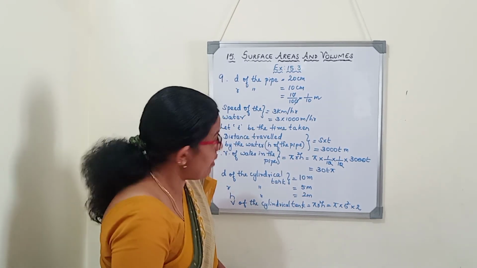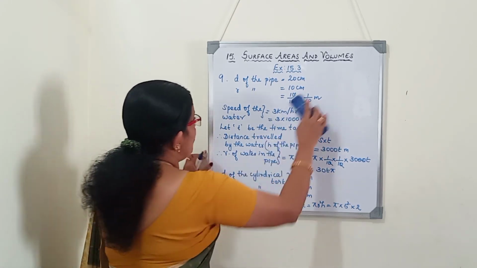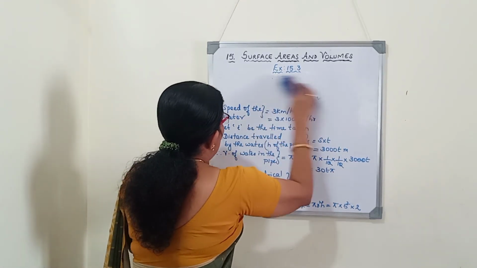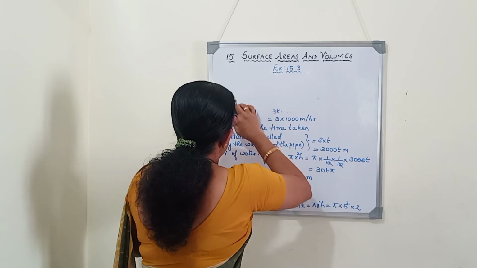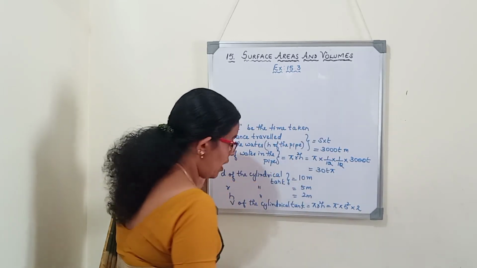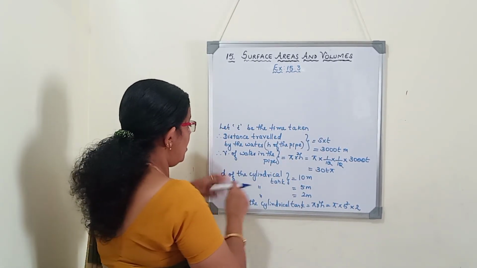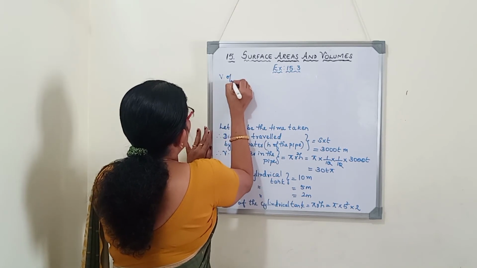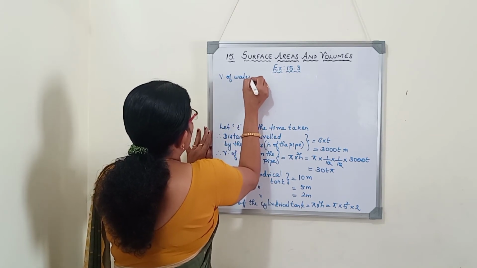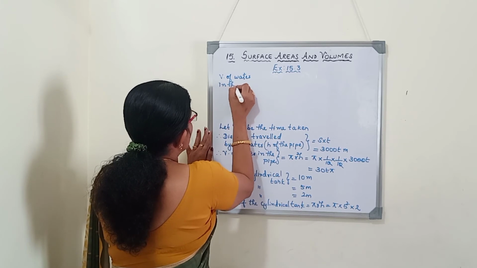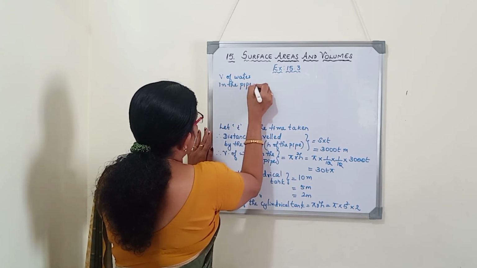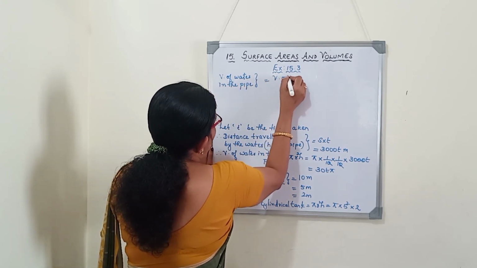Now, we will compare the volume. Volume of the water in the pipe will be equal to volume of the water in the cylindrical tank. Volume of water in the pipe is equal to volume of water in the tank.